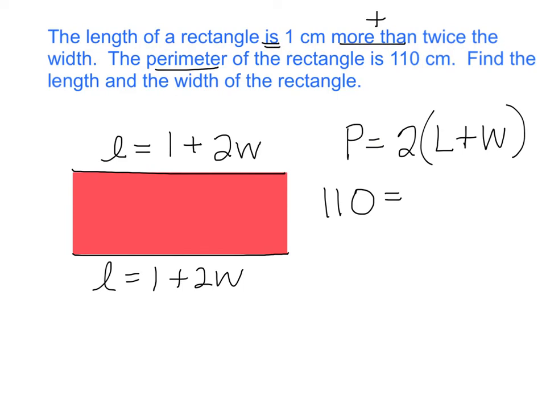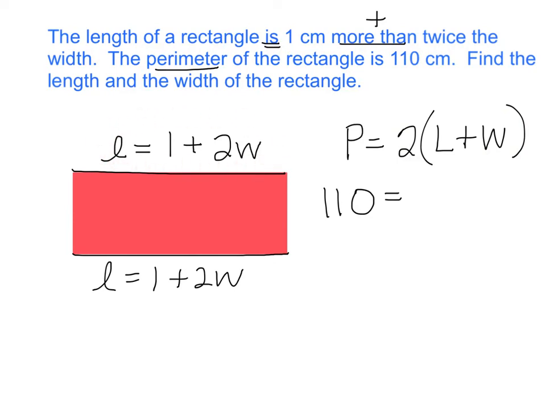Now we're going to look at the rest of this equation. I can't solve this equation because I have 2 separate variables. You can't solve a linear equation until you get it into one variable. So it looks like I'm going to need to replace one of these with something. Well, I happen to know what L equals. I happen to know that L equals 1 plus 2W.